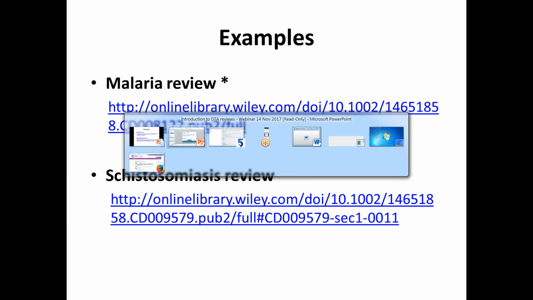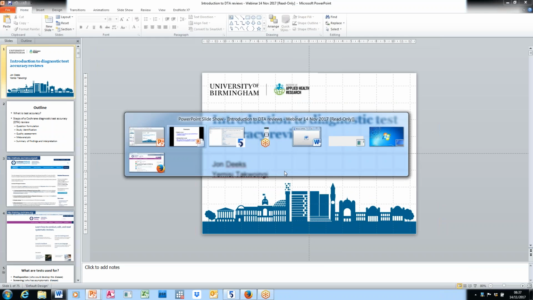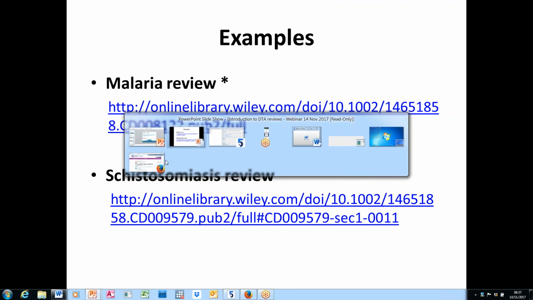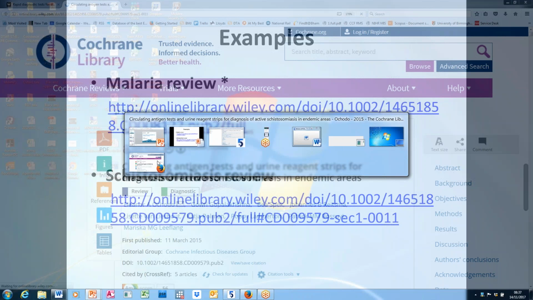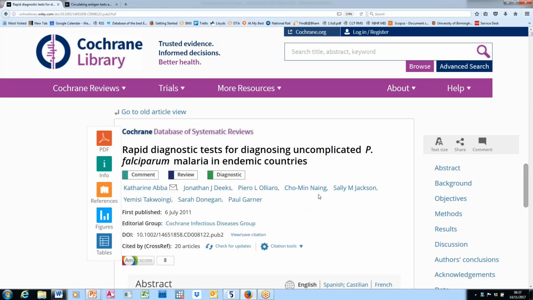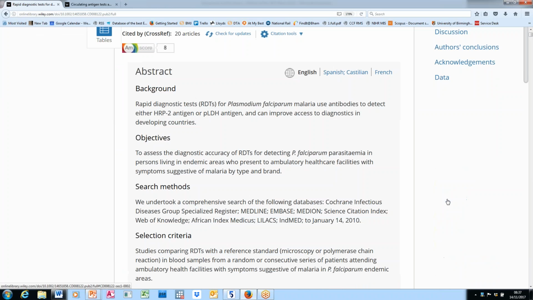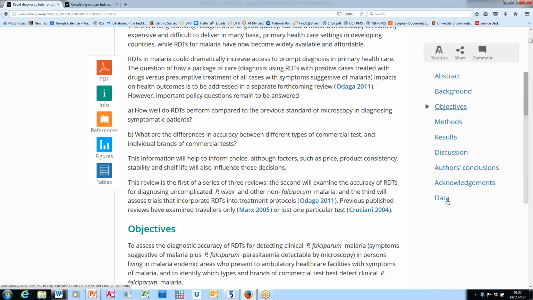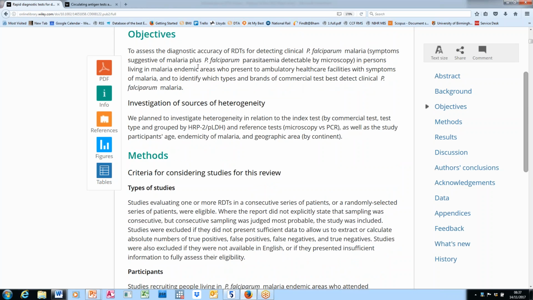It's easier said than done, isn't it? Where is it? Here it is. That's not the malaria. That's the malaria review. So this review, it's a little out of date, it's 2011. But if we look in here at the objectives in this review, hopefully you can see on the screen now, the objective is to assess the accuracy of rapid diagnostic tests to detect P. falciparum malaria in persons living in malaria endemic areas who present with symptoms of malaria.